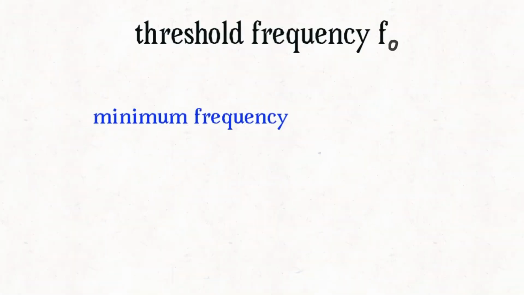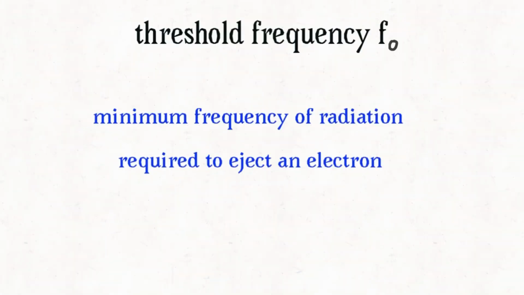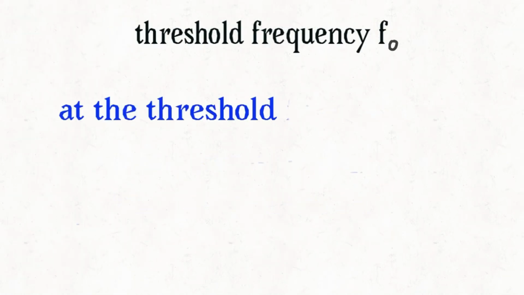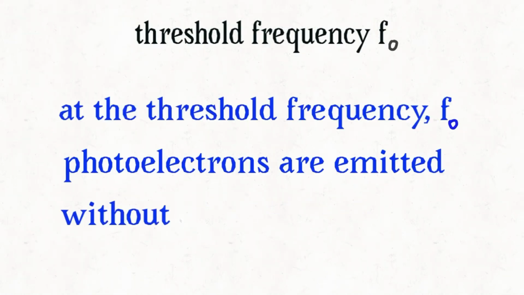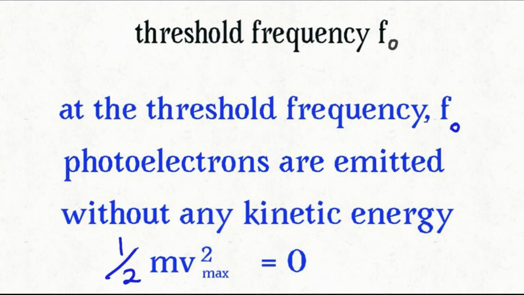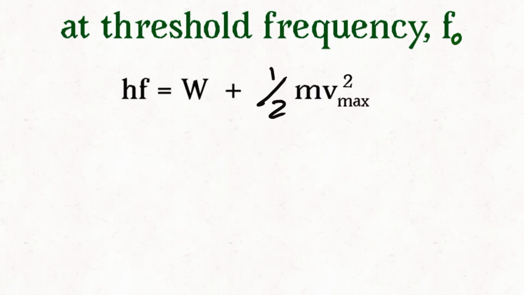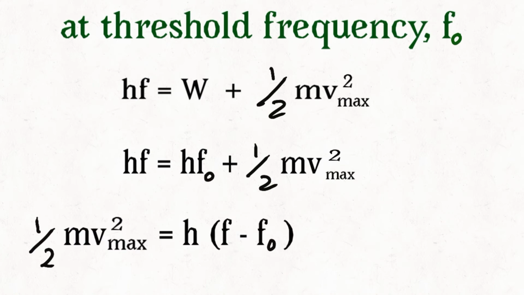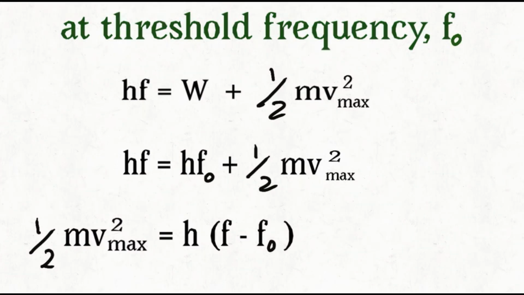Threshold frequency f0 is defined as the minimum frequency of radiation required to eject an electron from the surface of the metal. Also, at the threshold frequency f0, photoelectrons are emitted without any kinetic energy, half m v max squared equals 0. At threshold frequency f0, hf equals W plus half m v max squared, and when we rearrange the equation, it becomes half m v max squared equals h(f minus f0).